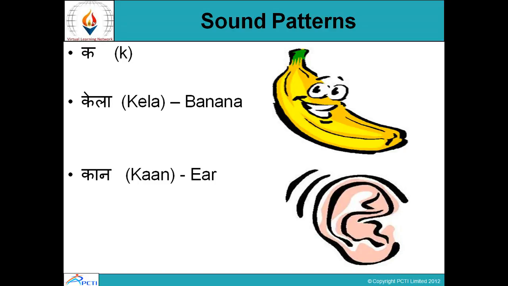Next word, Kaan. With this sound pattern, K, it's Kaan. Kaan is what? Ear. It's a body part, helps us to listen and hear, to get all the things from the surroundings, to understand the things from the surroundings. It's called ear. In Hindi we call it Kaan.